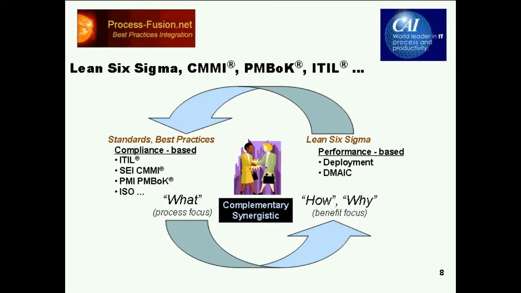DMAIC in general is that part of Six Sigma that is used to improve a process that already exists. There's another branch I won't go into today. It's called Design for Six Sigma, and that more generally would be used to create a new process, something that did not previously exist. So you could say that Lean Six Sigma is focused on how to go about improving things, and is also focused on why you would go about improving things. So it focuses very much on benefits. And so measurement is a very central part of Lean Six Sigma.